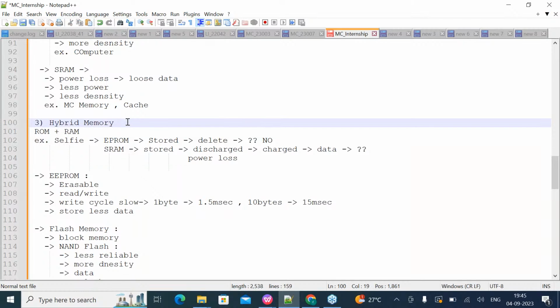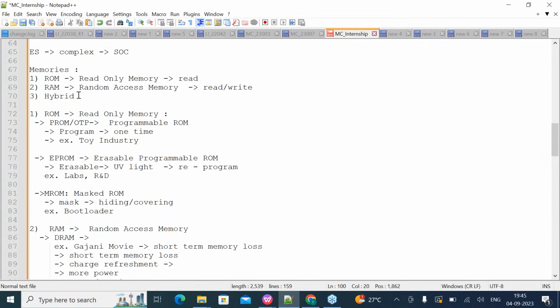So in case of hybrid memory, anytime I can delete the data or anytime I can retain the data. So this is about the different memories in the embedded system.